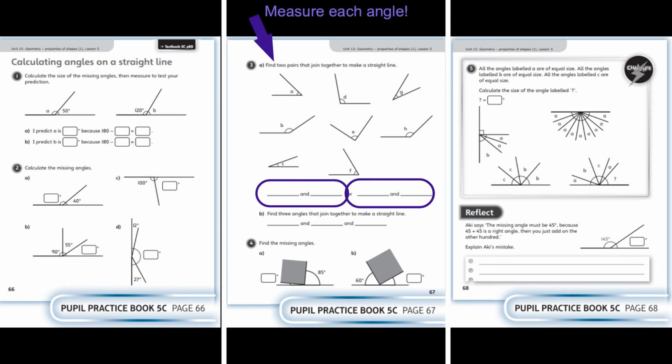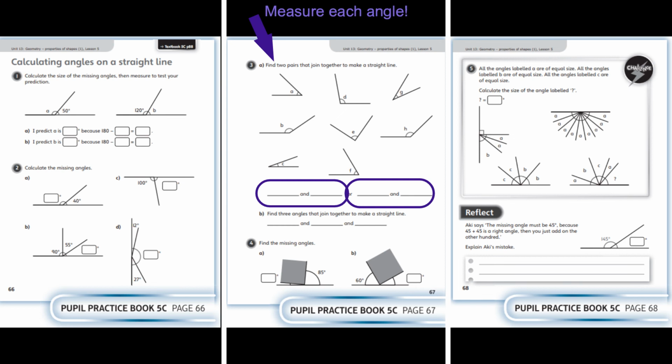Question 4 also asks you to find the missing angle, but they've added a little trick in. They've made one of the angles that you do know the corner of a square. So, for example, for the first one, A, you see the missing angle off to the left, then you see the corner of the square taking up space, and then you see an 85-degree angle.